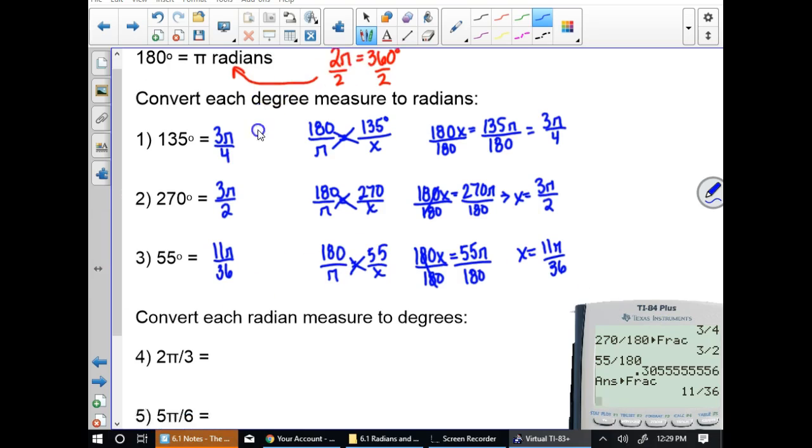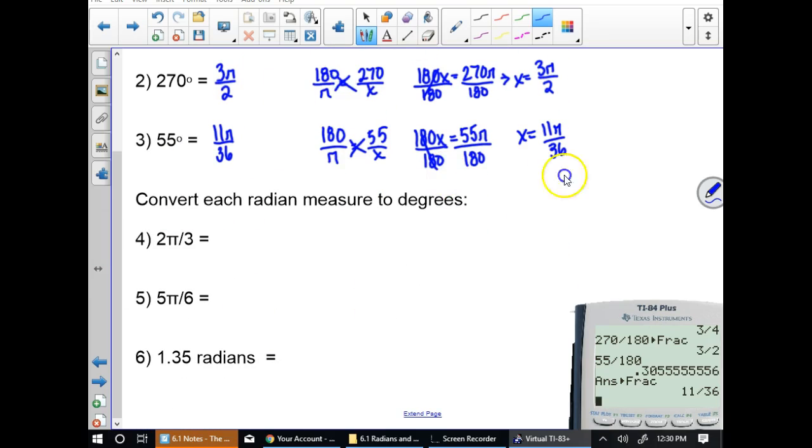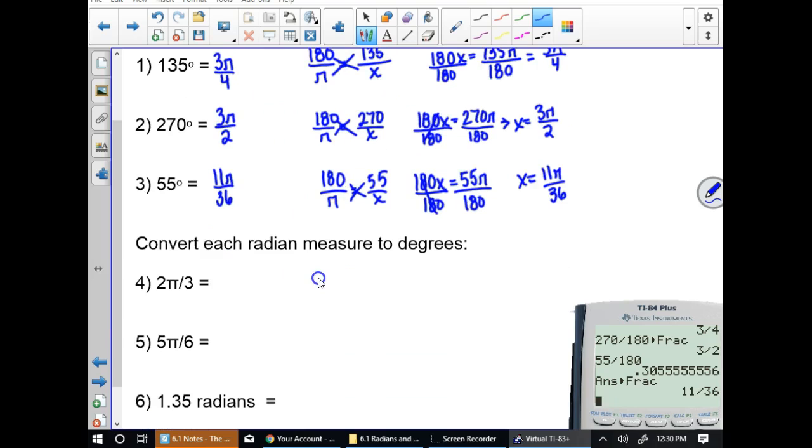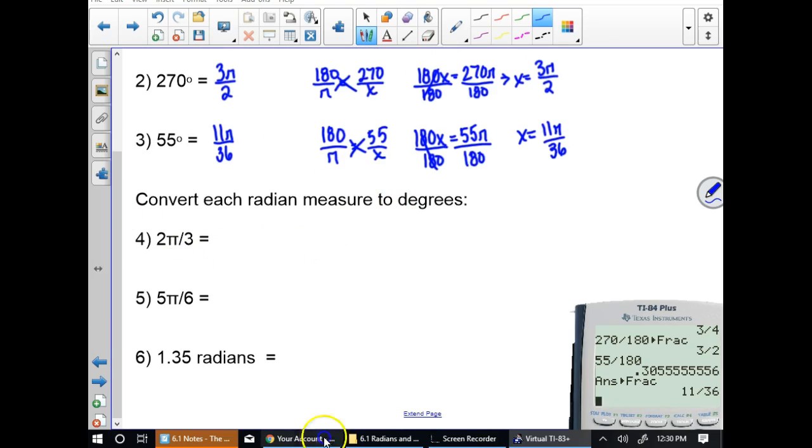Okay, so this is how we convert from degrees to radians. One reason I like setting up a proportion is because you do the same thing to convert in the other direction. For the second part of this, we're going to convert from radians to degrees. So you set it up exactly the same way, except that degrees go on top. So I'm going to say 180 over pi equals x, with the x up here, over 2 pi over 3.